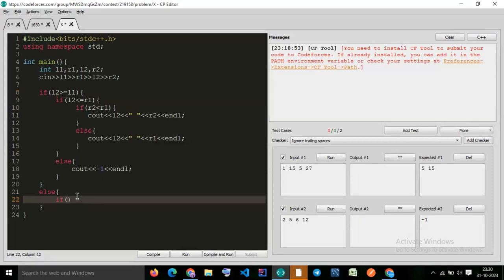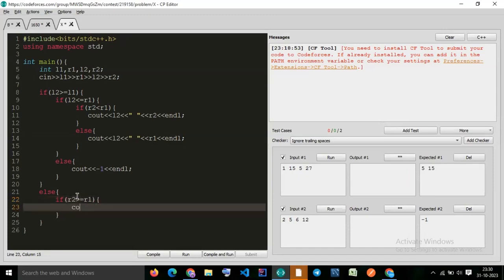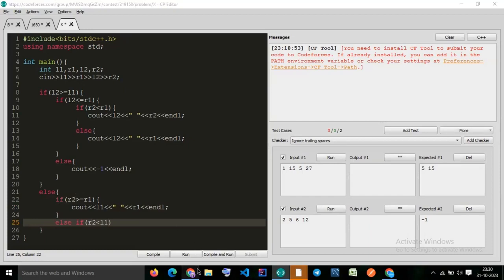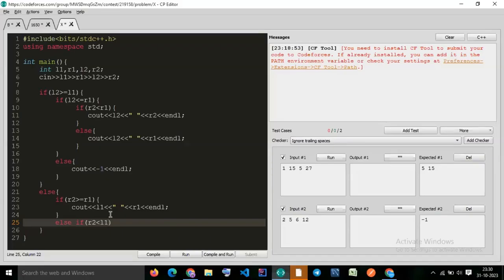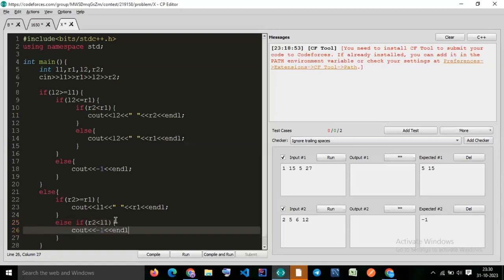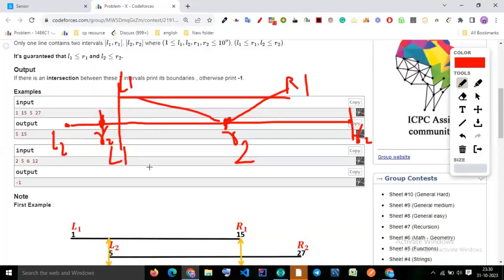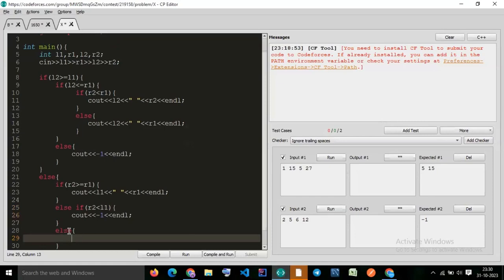So let's write all the cases. If R2 is greater than or equal to R1, what would the answer be? cout L1, R1. Else if R2 is less than L1, that means this case, what would the output be? It will return -1. So I'll write it: cout -1. And else, if R2 is in between, what would the output be? L1, R2. Sorry, L1 R2. So in the else are the cases left, whatever is in between, so we are not writing this case separately. So L1 R2.